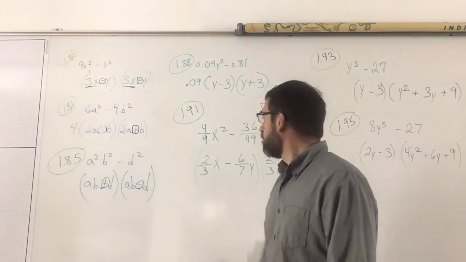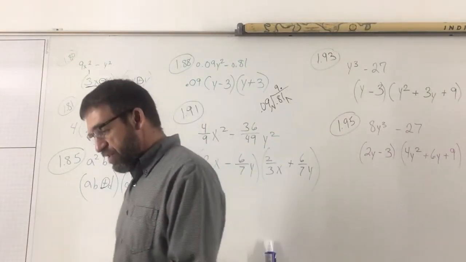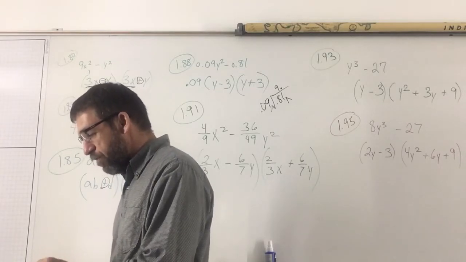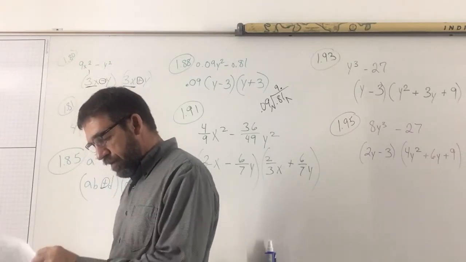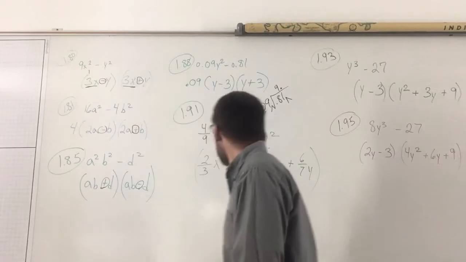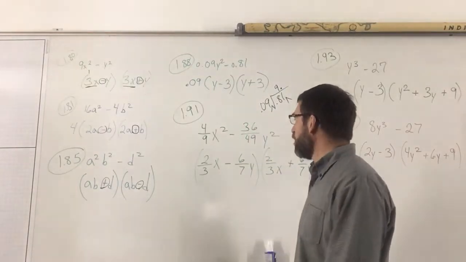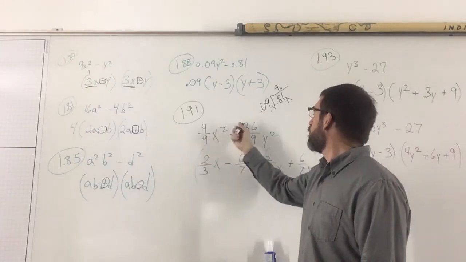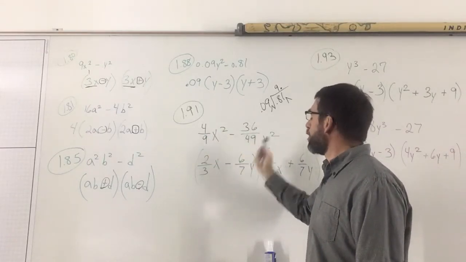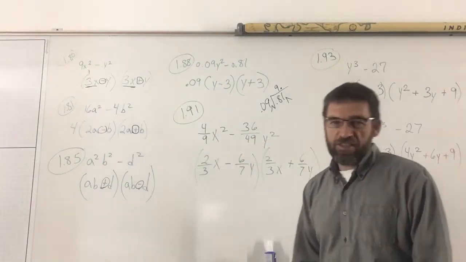1.91. That one was a fraction, and you didn't have an example of a fraction, or I don't think you did. But I thought I would work that one out just to give you an example, because I didn't know how to work it. I was a little bit confused. 4/9 x squared minus 36/49 y squared. Well, it really turns out to be quite easy.